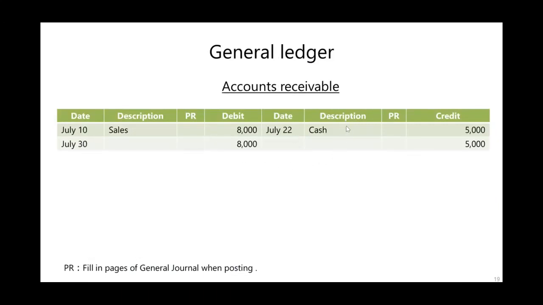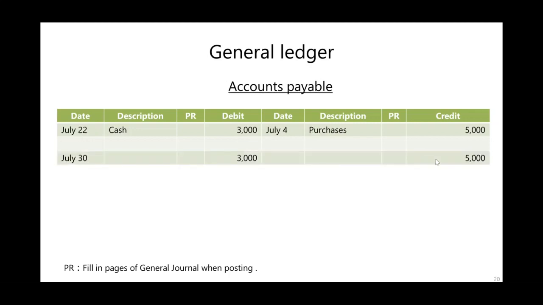And when the accounts receivable was collected and cash was collected, in that case, it should be recorded on the credit side, and the counter account of cash is recorded. So the debit side is 8,000 and the credit side is 5,000. So the month-end balance of the accounts receivable is 3,000.